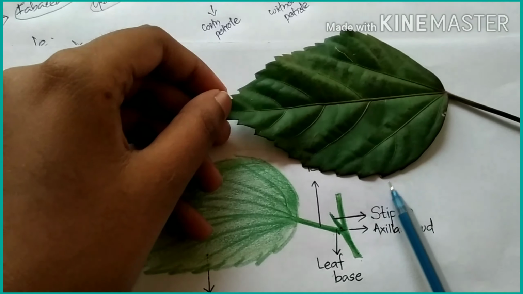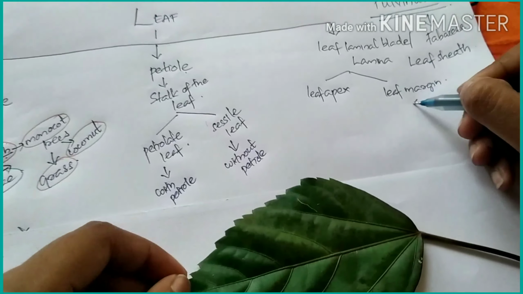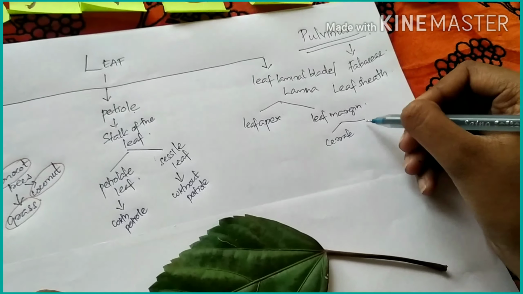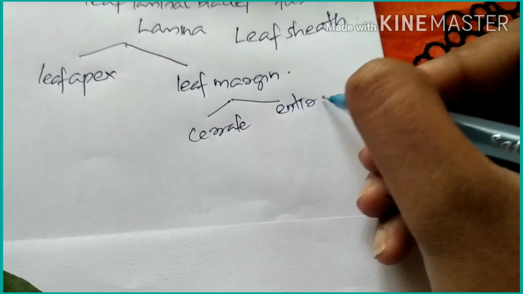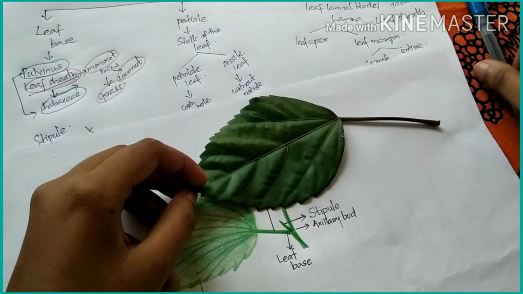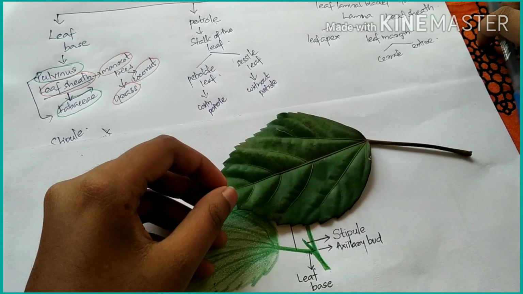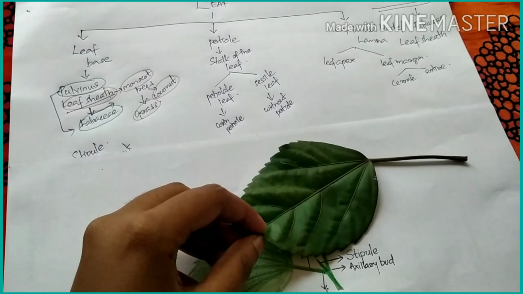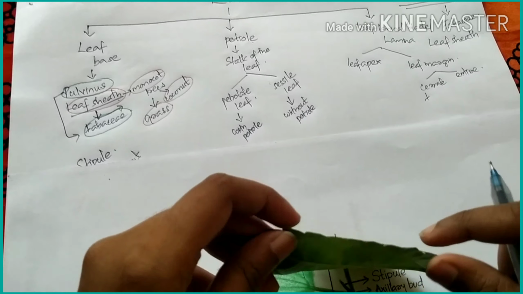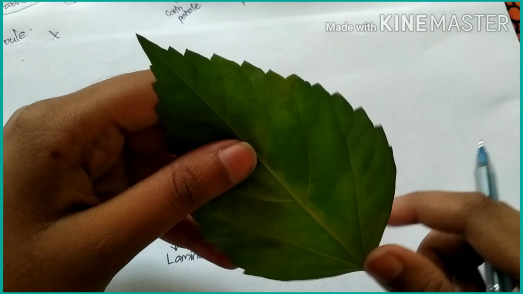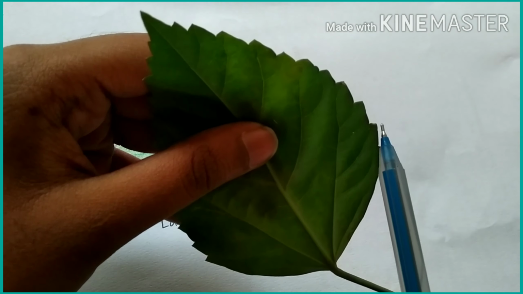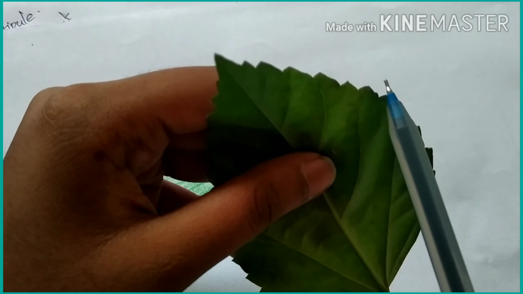The leaf margins are of two types: serrate and entire. Serrate means toothed. Leaves with a tooth type of margin are called serrate leaves. So you can see here that the hibiscus leaf has a serrate margin, that is, a tooth appearance.